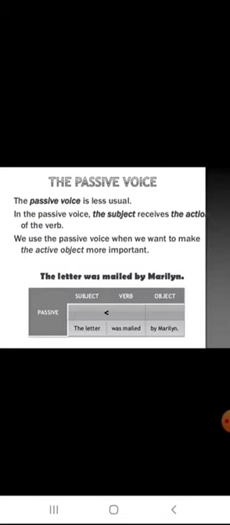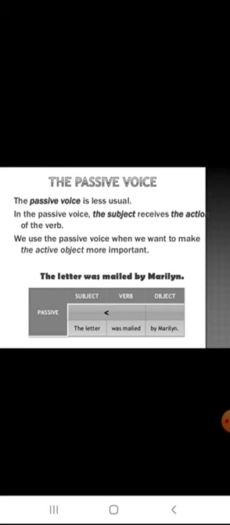Now, let us see the passive voice. The passive voice is less usual. We will not use it mostly. In the passive voice, the subject receives the action of the verb. There, in the active voice, the object receives. Here, the subject receives the action of the verb. We use the passive voice when we want to make the action object more important. If the object is more important, only in that case we use the passive voice, otherwise we use active voice.